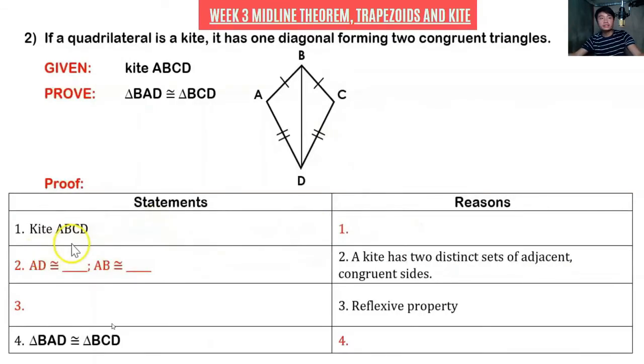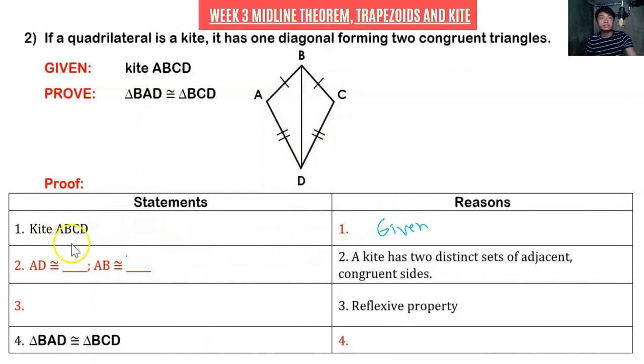Okay, so proving natin sa number 2 class. If a quadrilateral is a kite, it has diagonal forming two congruent triangles. So given that it is a kite ABCD, prove that triangle BAD is congruent to triangle BCD. So statement, kite ABCD. Ano reason natin dito? That is given. So, given siya. Si kite ABCD.